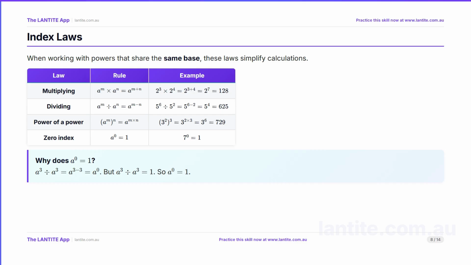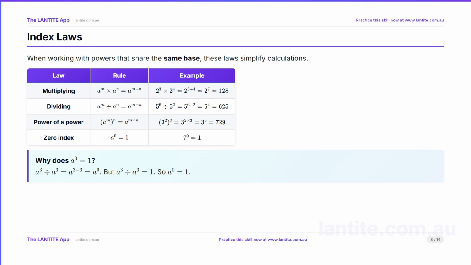Now let's look at the index laws. These are rules that let you simplify expressions when you're working with powers that share the same base. When multiplying powers with the same base, you add the indices. For example, 2 cubed times 2 to the 4 equals 2 to the power of 3 plus 4, which is 2 to the 7, which is 128.